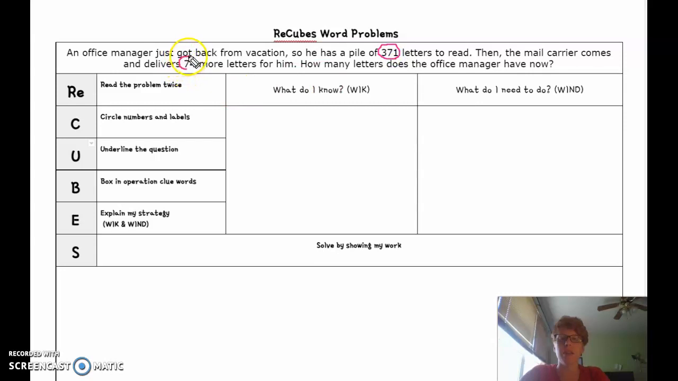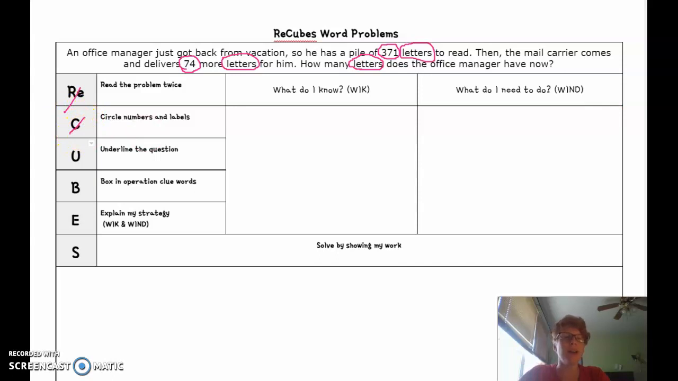I see the number 74. Now, what are we dealing with in this word problem? What is the amount that we're trying to find out? It is the letters. 371 letters, 74 more letters. Very good. And then how many letters does the office manager have now? Great. So we have read the problem twice. We have circled the numbers and labels.